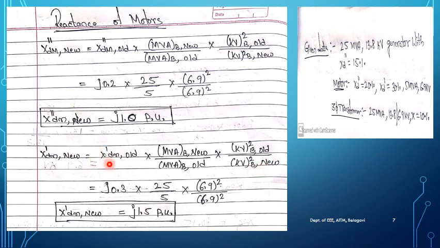So according to our formula, we need to consider the transient reactance of the motor, which is Xt' equal to 30%. So it will be equal to j0.3 into 25 divided by, the new value is 25, divided by the old value of the motor, which is 5, into the old value of the motor voltage, 6.9, over the new value 6.9, whole square. If you simplify it further, you are going to get the transient reactance as j1.5 per unit.